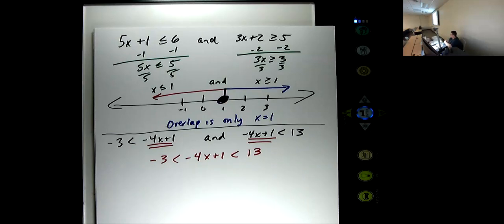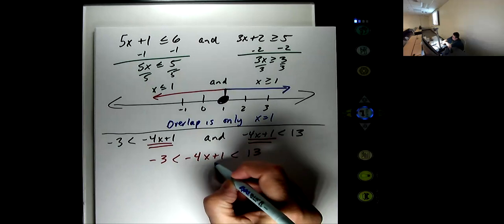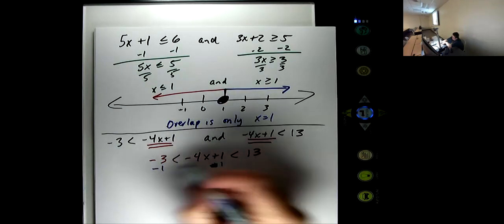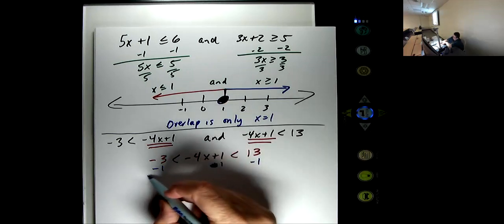And it makes it so you solve it all at once. Whatever you do to one region, you do to all regions. So when we subtract 1 here, we have to subtract 1 here, and we have to subtract 1 there as well.